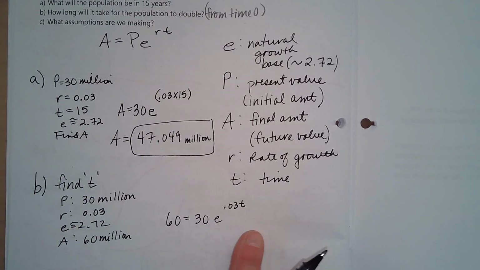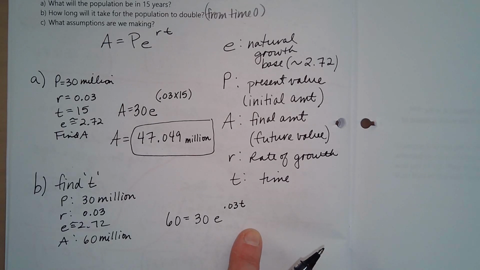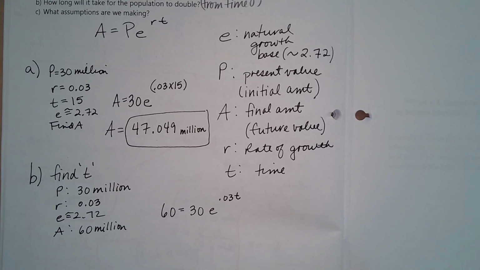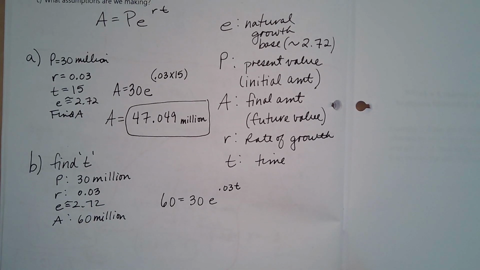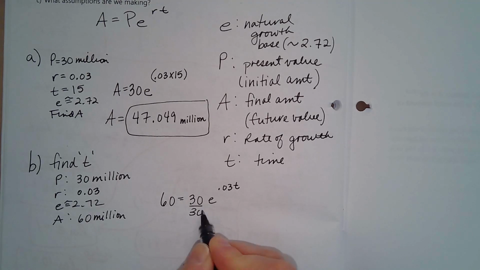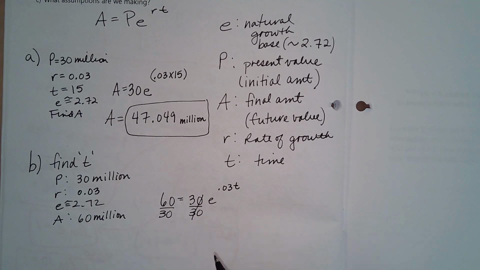Divide by 30. So that gives me a nice 2. That's much easier. Okay, I've got to take logs of both sides, but I want to be strategic here. Any ideas?